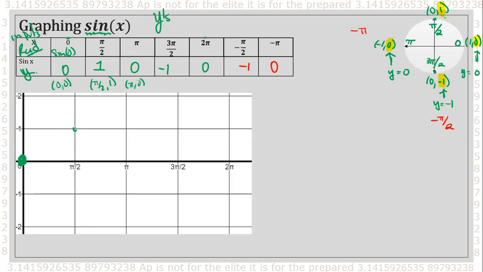Then pi over 2 has a height of 1, based off this right here. Pi has 0. 3 pi over 2, we can see that it is -1, so -1 in height, and 2 pi, sorry, we're back at 0. Now I want you to look at this information right here. We were able to find the negative versions of these radians by going in the clockwise direction of the unit circle. Let me connect the dots. Is this the only part of sine? Is this the entire graph of sine? I want you to think about that.